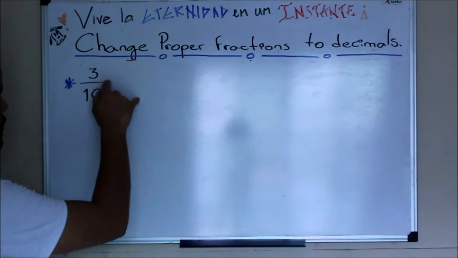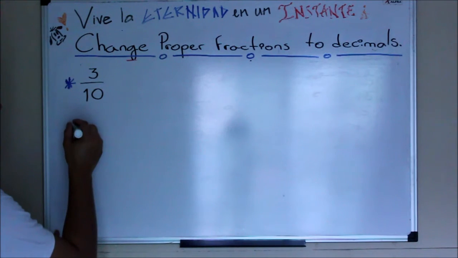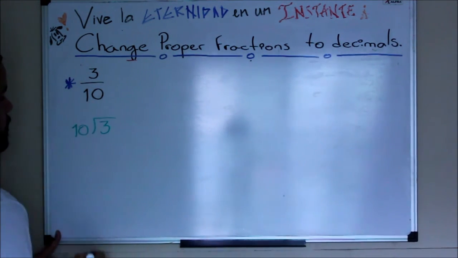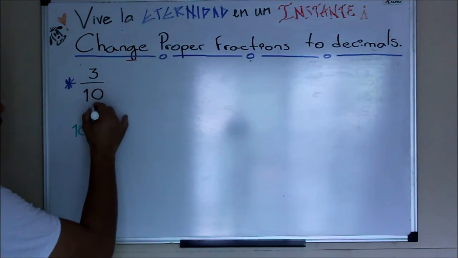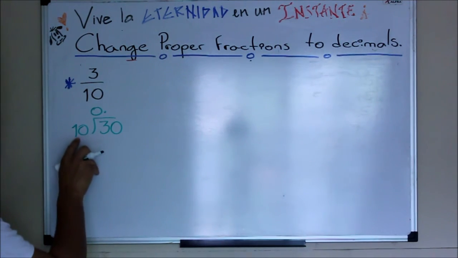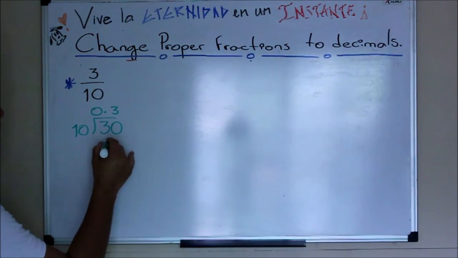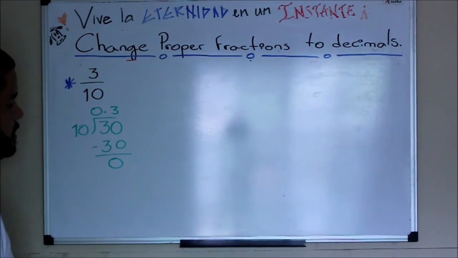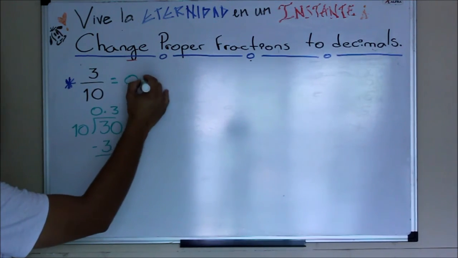We're going to change 3 over 10 into a decimal number, so we're going to write here that 10 is dividing 3. Now, how many times does 10 fit on 3? None. So we're going to write here a 0 point. So we write here our 0, and then we're going to say how many times does 10 fit on 30? Fit 3 times. So we're going to have here 30 as a subtraction, and then we get 0. That means that 3 over 10 is equal to 0.3.